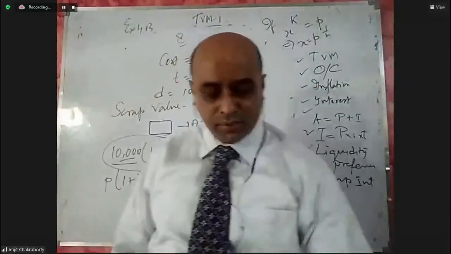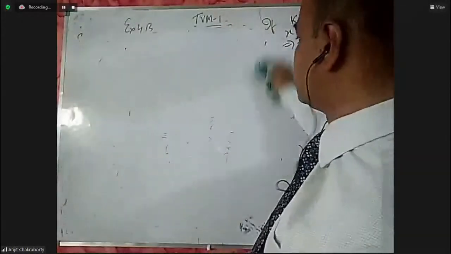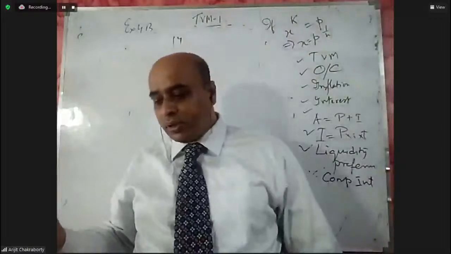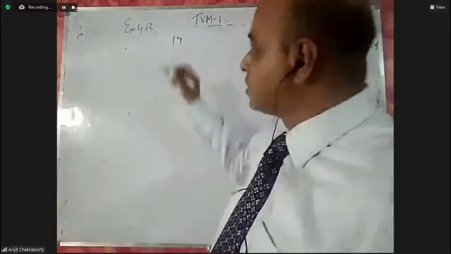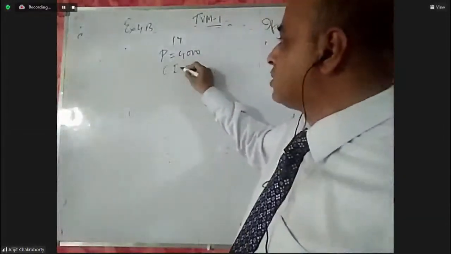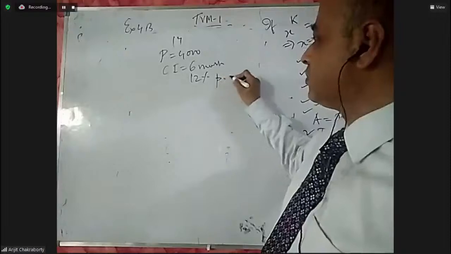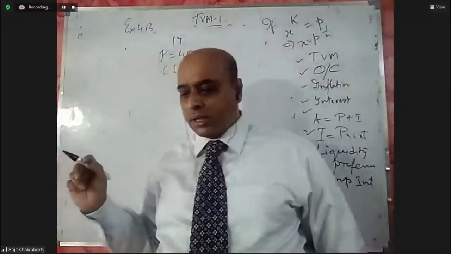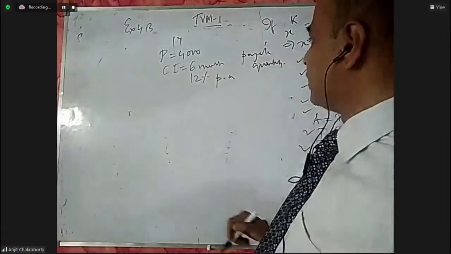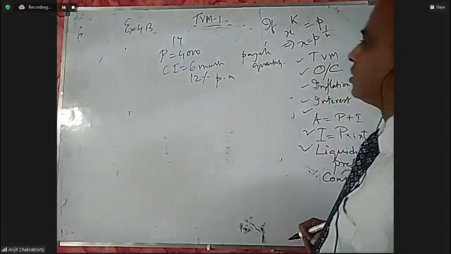Now we take the last one for the day, question number 14 of exercise 4B, and let us see what it leads us to. The compound interest on 4,000 rupees for 6 months. So the principal is 4,000 rupees, and we have to find the compound interest for 6 months at 12% per annum. This is payable quarterly. So the compound interest we have to find for 6 months, and this will be payable quarterly.